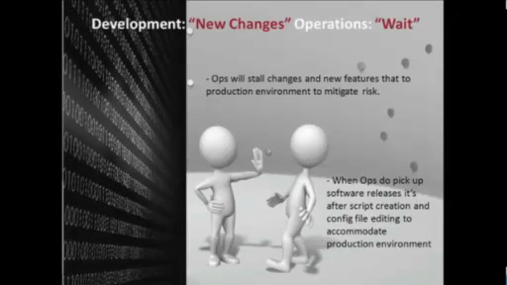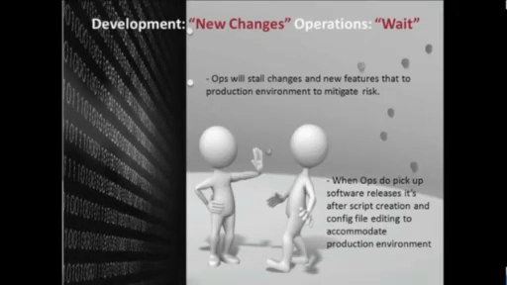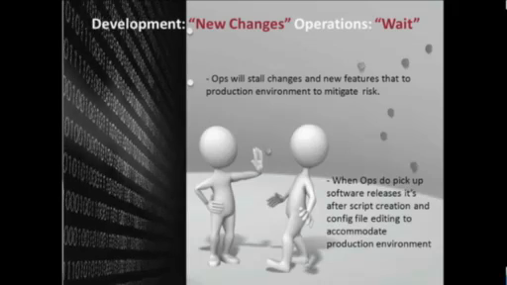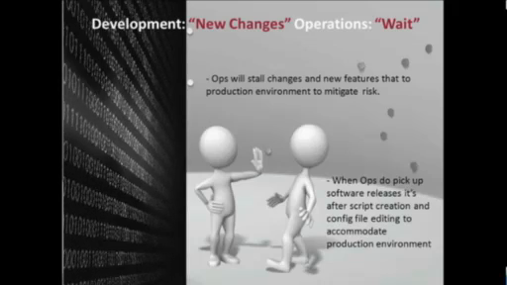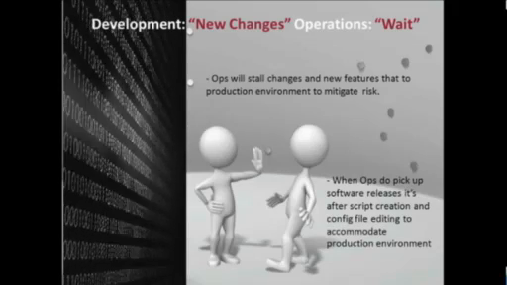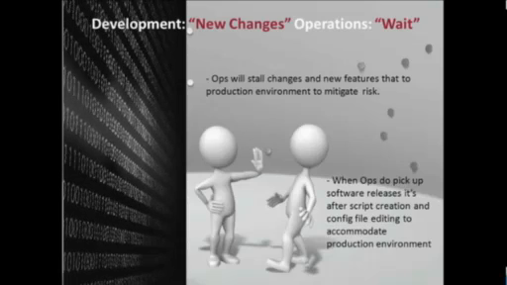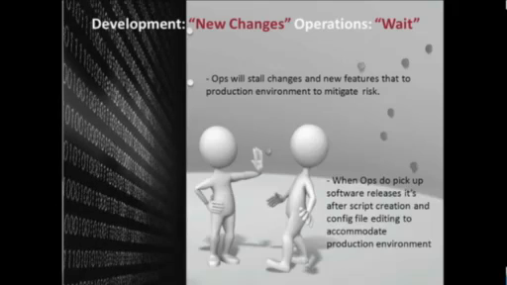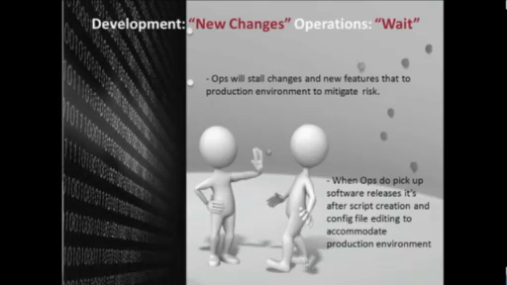So when operations eventually do get that application to be delivered, and pretty much it's chucked over the fence to them from development, operations will say pretty much no, and they'll stall that change, because for them, they can't introduce the risk of this flaky application with this new code. So operations will install things because they themselves have to pick up this software release.